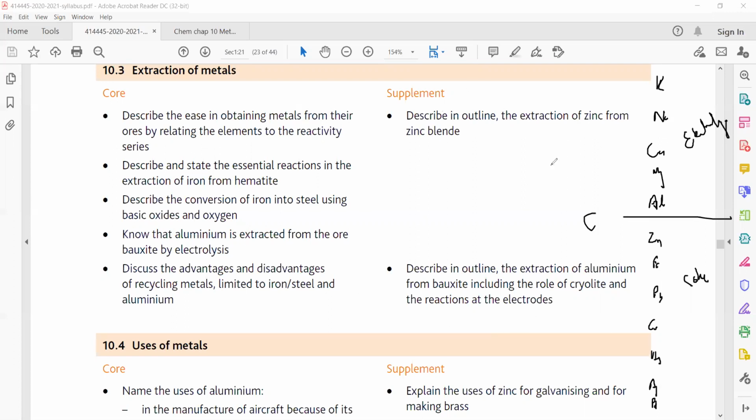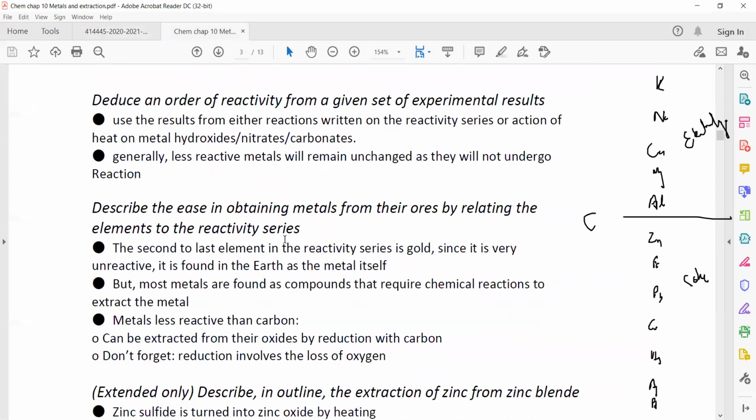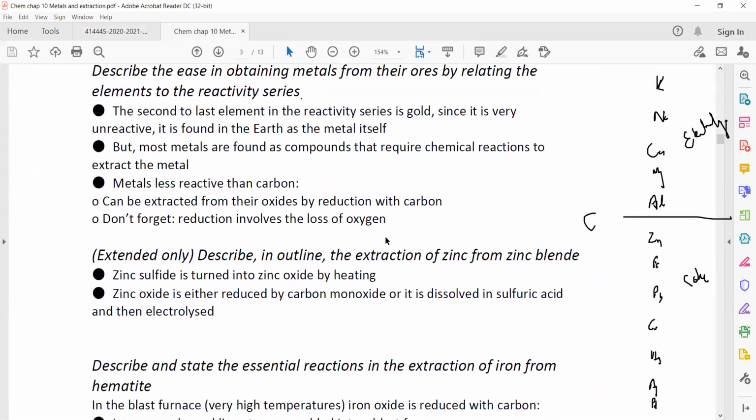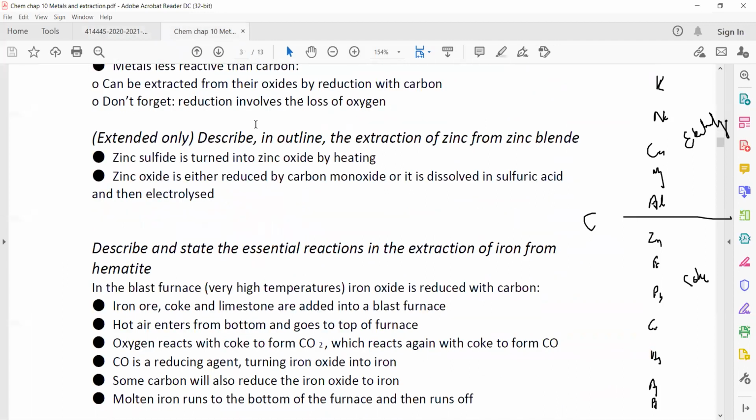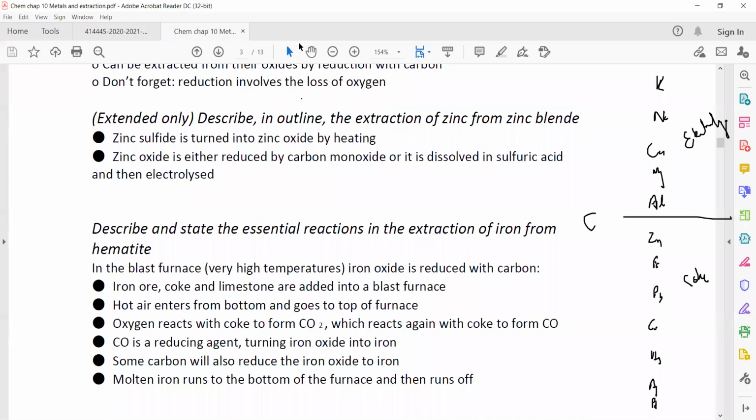Then describe the extraction of zinc from zinc blende. So how do we extract zinc from zinc blende? First, zinc sulfide is turned into zinc oxide by heating in the presence of oxygen. Then zinc oxide is either reduced by carbon monoxide or dissolved in sulfuric acid and then electrolyzed. But normally we heat with carbon monoxide instead of directly doing electrolysis, because electrolysis increases the cost of extraction.